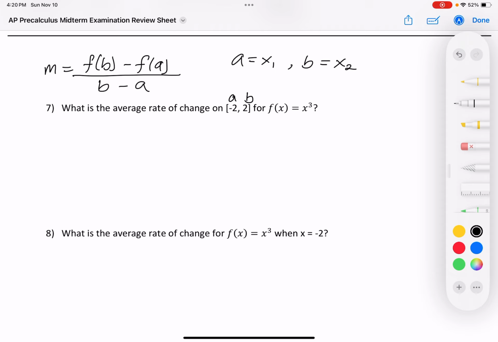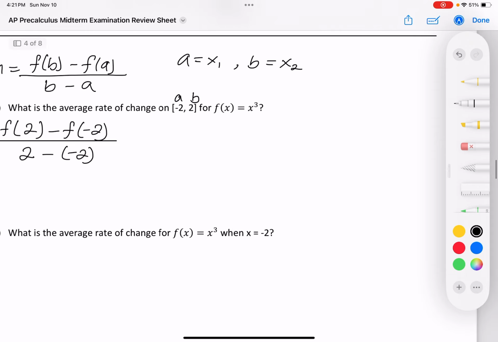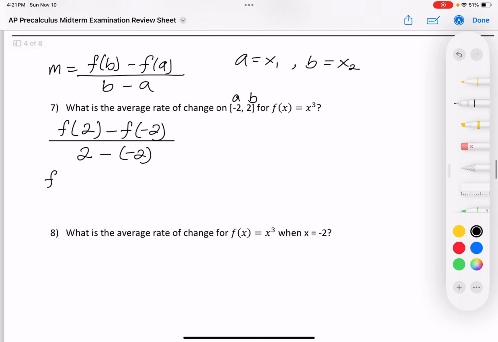When you want to use the average rate of change formula, I suggest you substitute a and b into the formula. So we can say f of 2, which is b, minus f of a, so f of -2, divided by b, which is 2, minus a, that's -2. So 2 minus -2. Now, before you proceed, we have to first find f of 2 and f of -2.